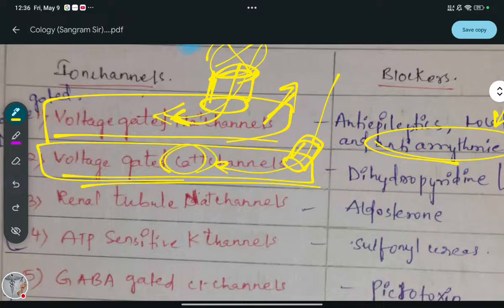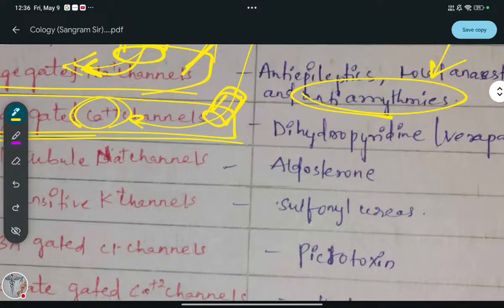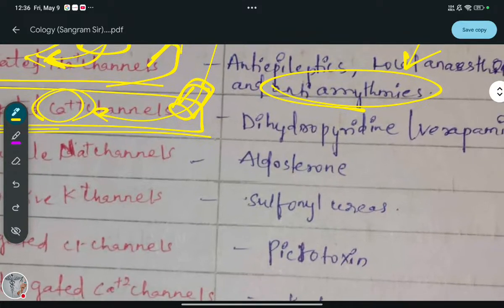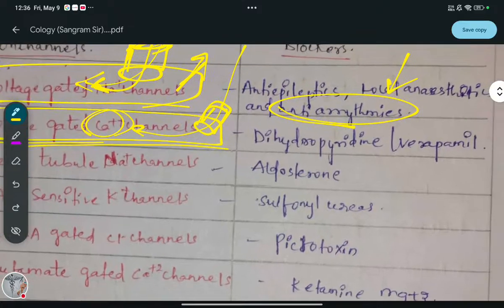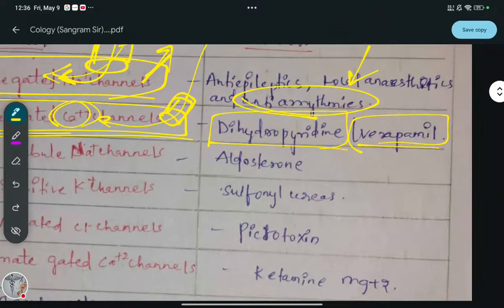So to inhibit the cell activity or cell depolarization, what will happen? We can also block the calcium channel, and these calcium channels are blocked by verapamil and diltiazem, and also dihydropyridine. Dihydropyridine, verapamil, diltiazem, they are used to block the calcium channels.